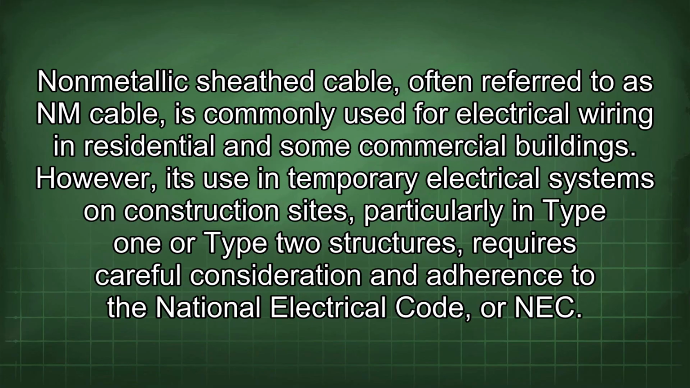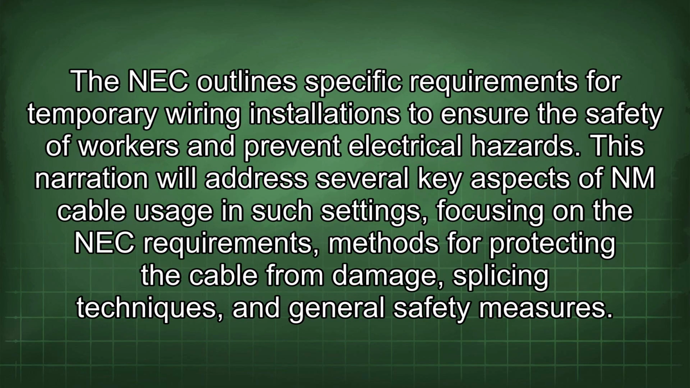Non-metallic sheath cable, often referred to as NM cable, is commonly used for electrical wiring in residential and some commercial buildings. However, its use in temporary electrical systems on construction sites, particularly in Type 1 or Type 2 structures, requires careful consideration and adherence to the National Electrical Code, or NEC. The NEC outlines specific requirements for temporary wiring installations to ensure the safety of workers and prevent electrical hazards.